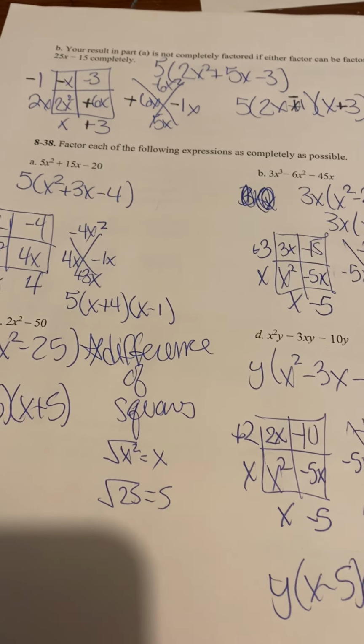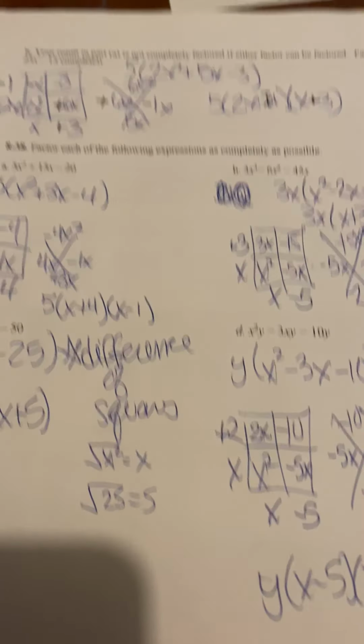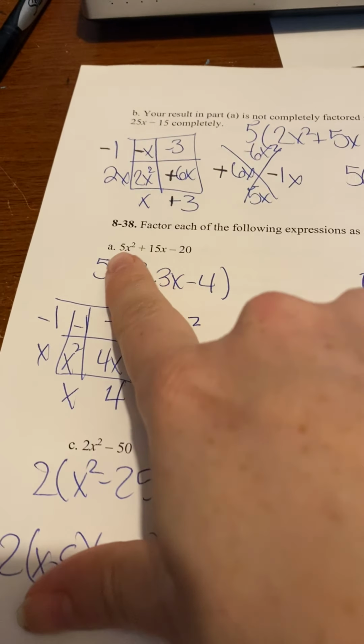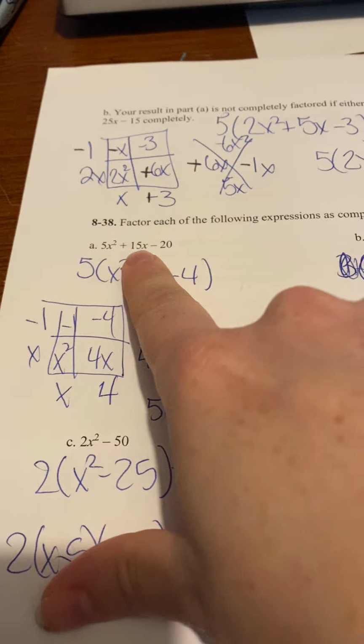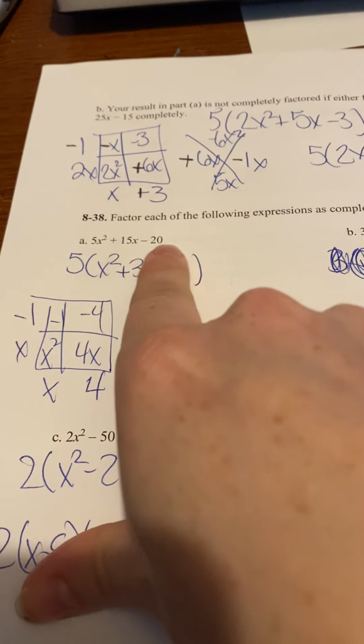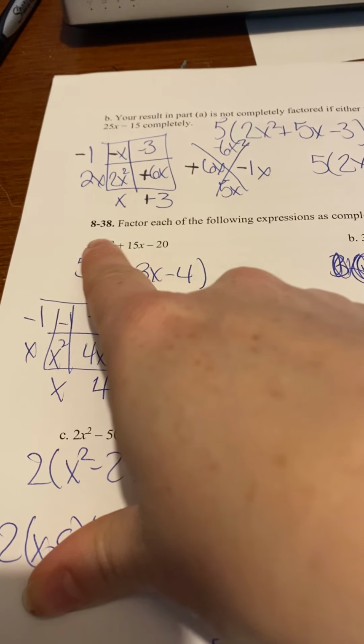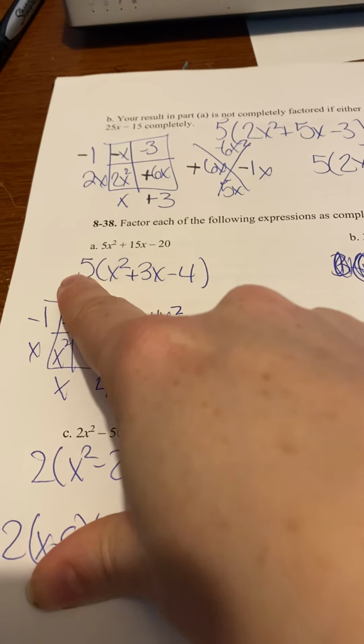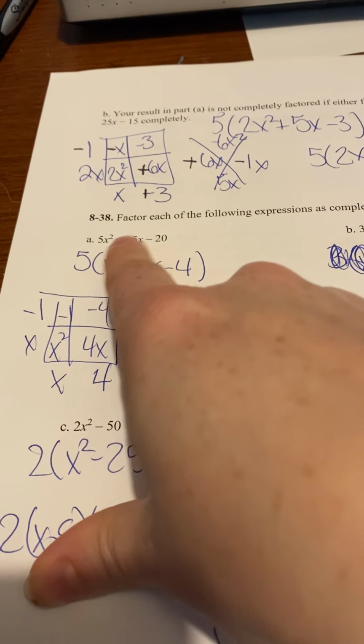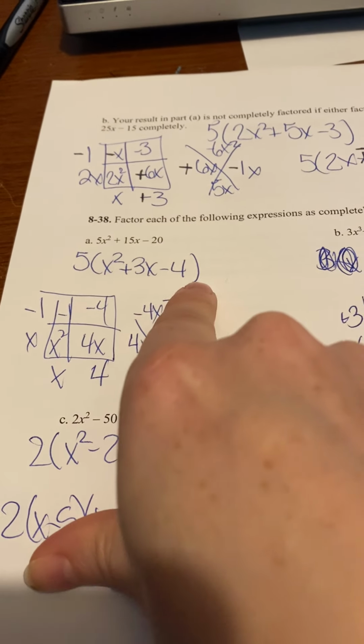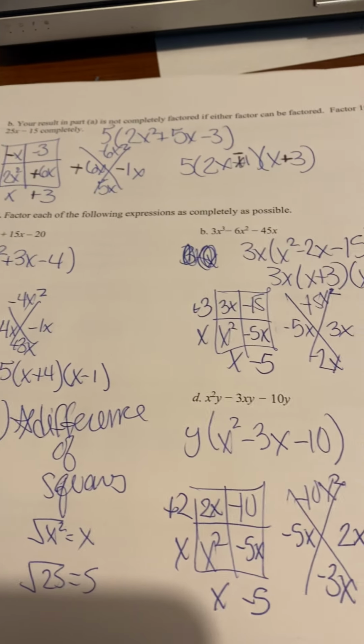Number 38, factor each expression as completely as possible. So when we look here, we have 5x squared plus 15x minus 20. They all have a common factor of 5, so you divide out the 5. 5 divided by 5 is 1, so you just have x squared. 15 divided by 5 is 3. 20 divided by 5 is negative 4.